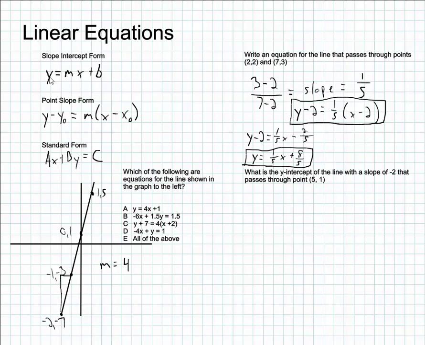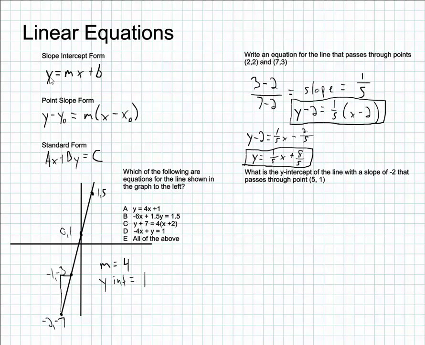We also have the y-intercept. So y-intercept is equal to 1. So from that, we can actually see that A is a valid equation because we have y equals 4x plus 1, the 4 being the slope and the y-intercept being the 1. So A we know is correct.